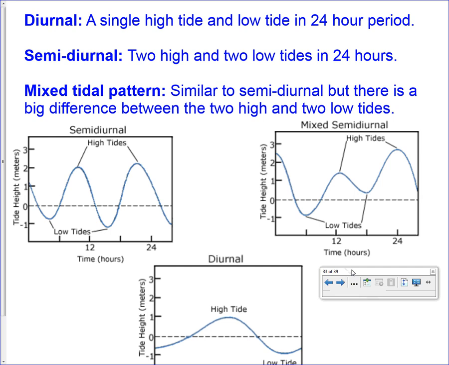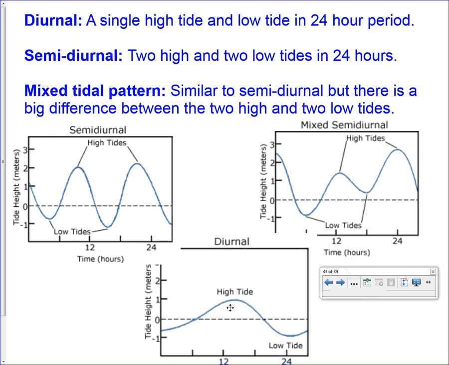So as a result of that differential gravitation, depending on where you are and some other aspects like the underwater topography and this concept of resonance, you get a couple different types of daily tide patterns. A diurnal pattern is a single high tide and a single low tide in a 24-hour period. It looks like this graph. So here's your high tide and here's your low tide.